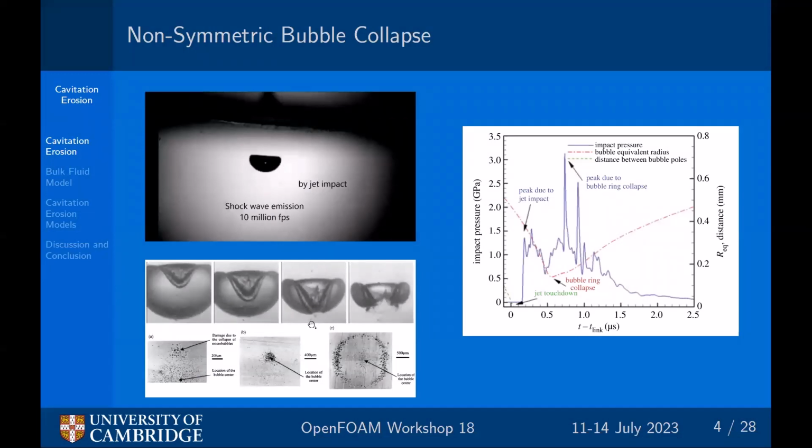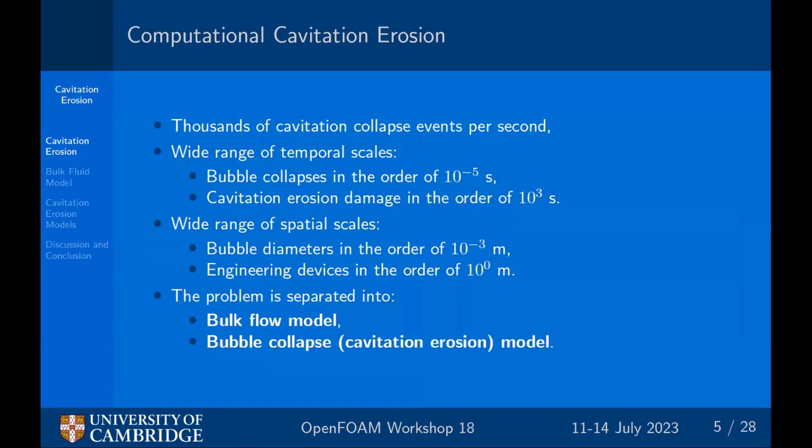Depending on the distance of the bubble from the surface, we can see different damage patterns. So the leftmost damage pattern is when the bubble is close to the surface at a distance of 1 diameter from the surface. The damage is centered around the microjet area, and going further backwards, it's spread due to the toroidal collapse. What are the main difficulties of computational cavitation erosion?